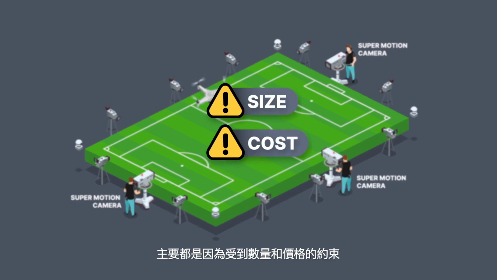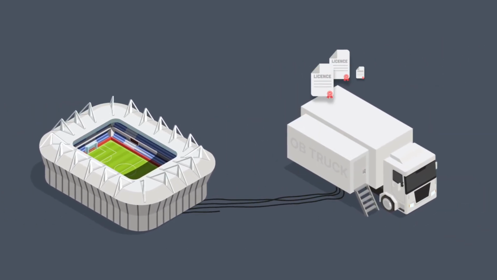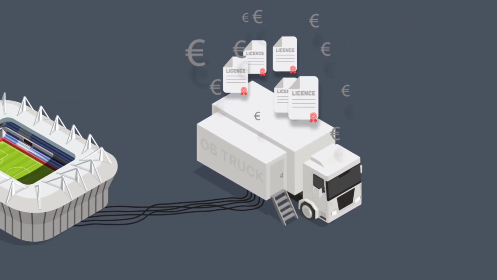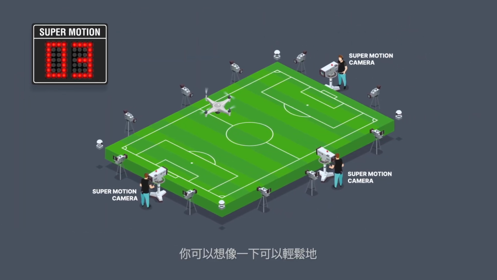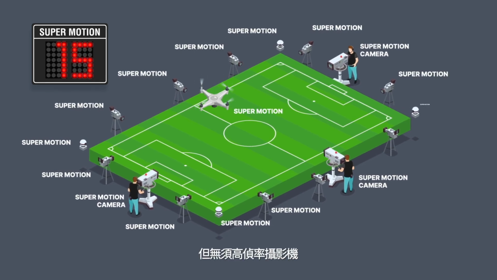However, the usage of super slow motion cameras is usually reserved for a few carefully selected angles, mainly due to size and cost constraints. You also need to support the high frame rate live feeds, including licenses for which not everyone has the budget. Now, imagine being able to easily increase your super slow motion coverage without the need for high frame rate cameras.